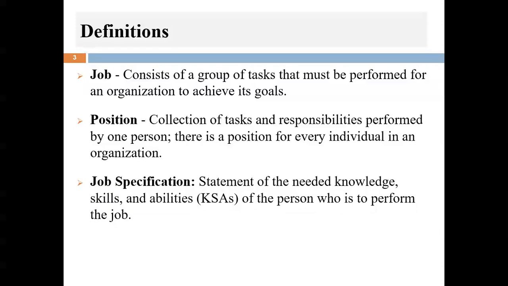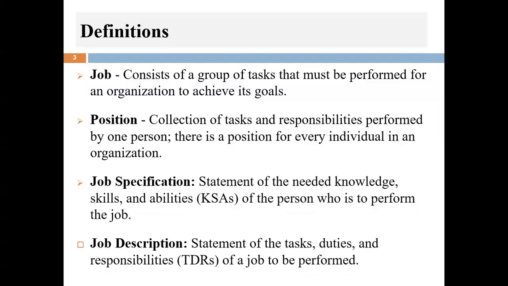Right. Now coming back to the job specification: the qualities required per person to perform the job are known as the job specification. This is a statement of the needed knowledge, skills, and abilities, KSA, of the person who is to perform the job. That is called job specification.